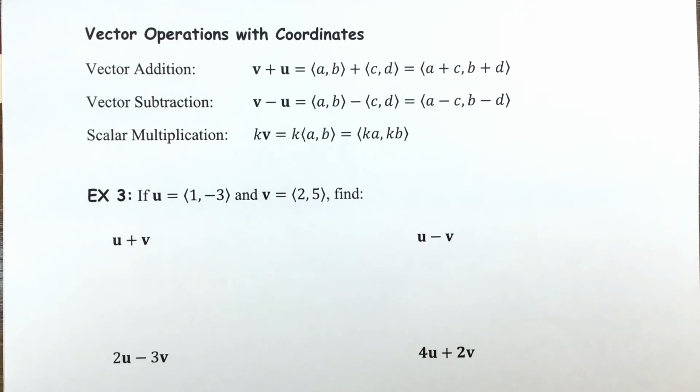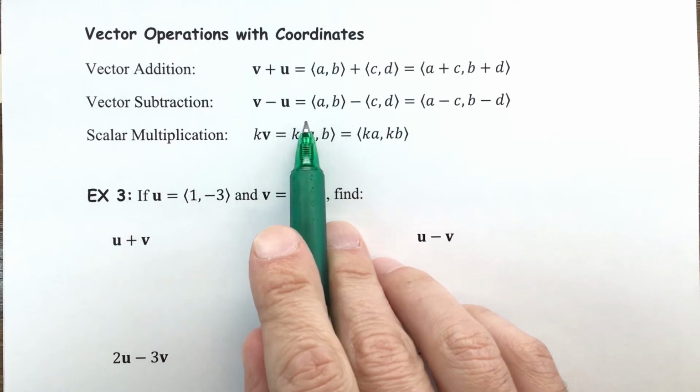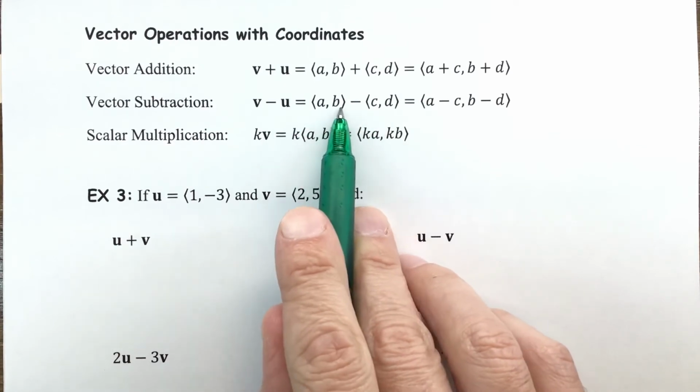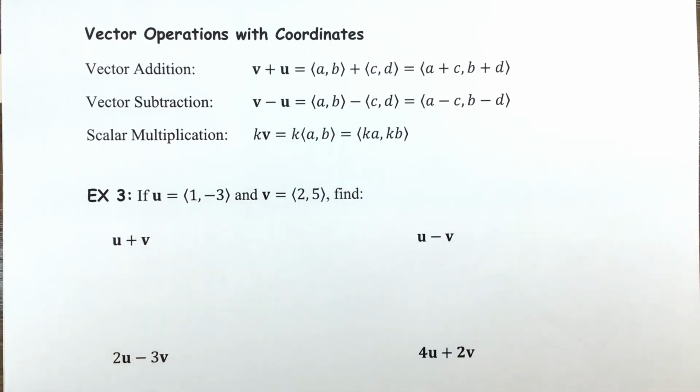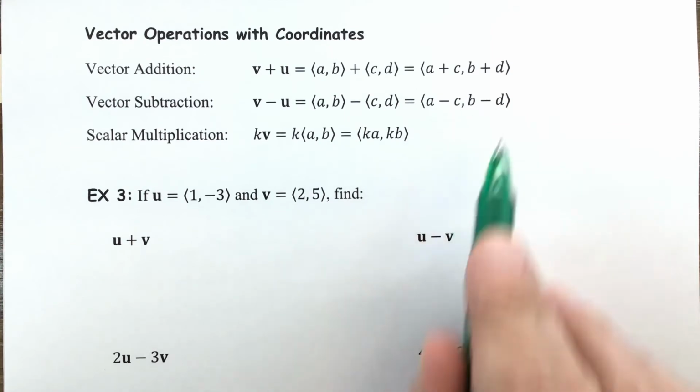Real simple process. For subtraction, basically the same thing. You just make sure you do a minus c. You do b minus d as well. And again, if you had to subtract two vectors that you had their component forms for, you could easily do that and get the resultant vector to go along with that.